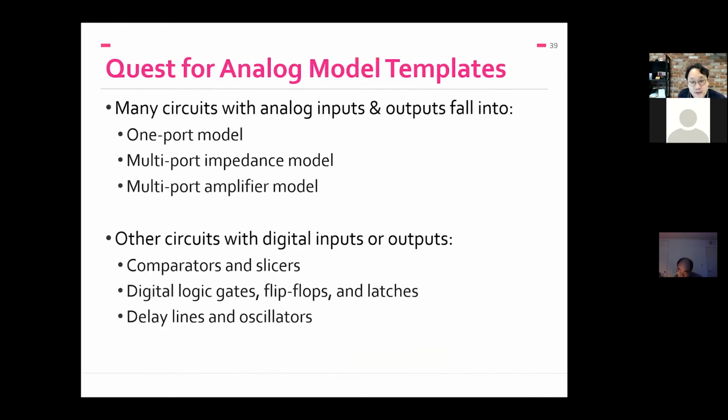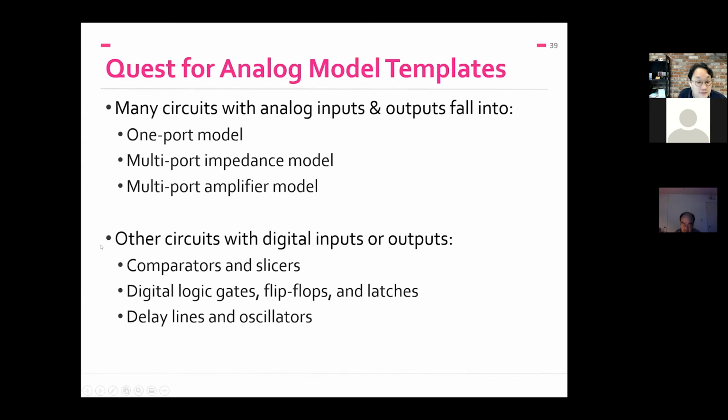So now the question is, how many templates, how many UDM definitions, do we need to cover analog circuits? This is really the part that I wanted to address. Unfortunately, I'm running out of time, so I'll go a little fast. Surprisingly, for circuits that take analog inputs and outputs, we find that only a handful of templates are sufficient to cover most of the key analog circuits. That's a surprising result, and I'll explain why in the next few slides. Those are mainly the one-port model, multiple port model with impedances, and multiple amplifier model.